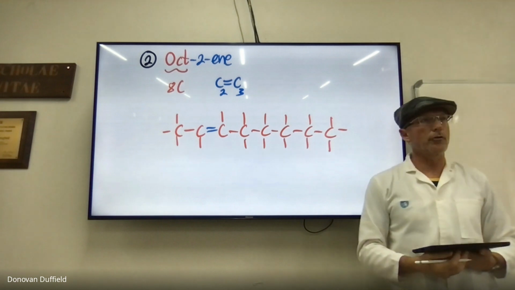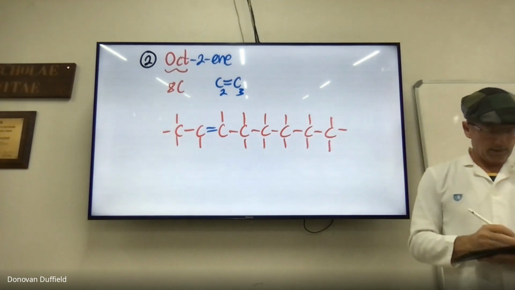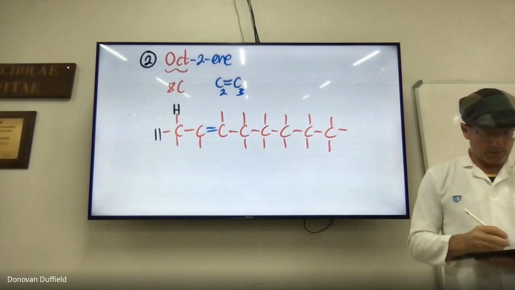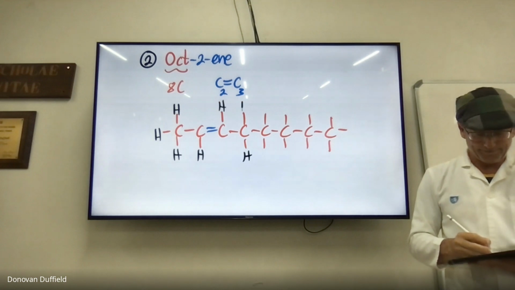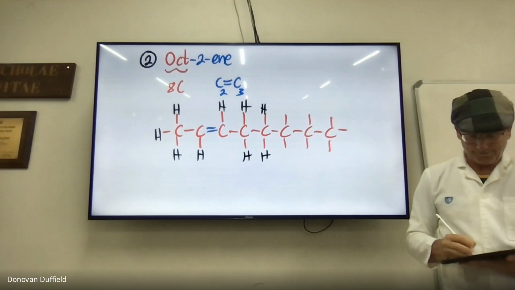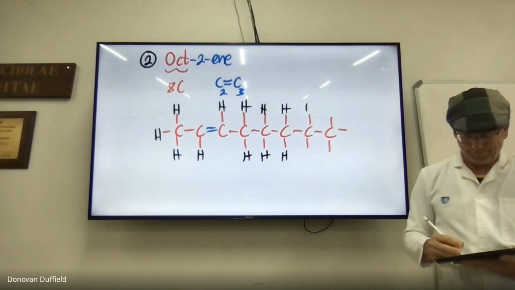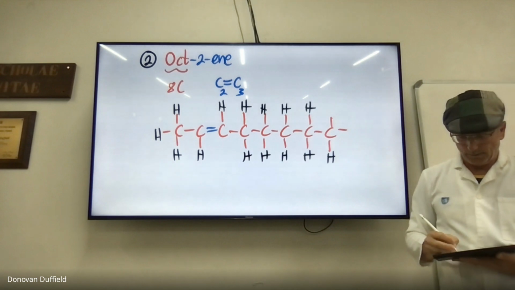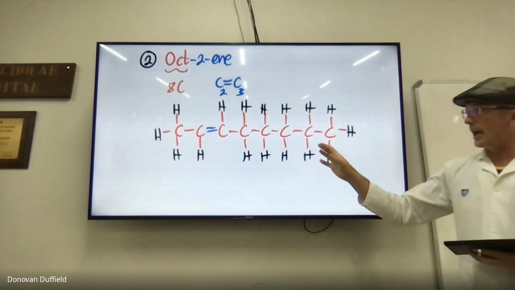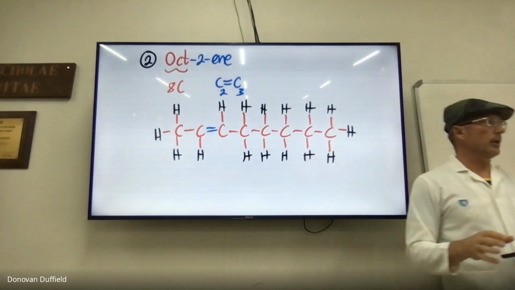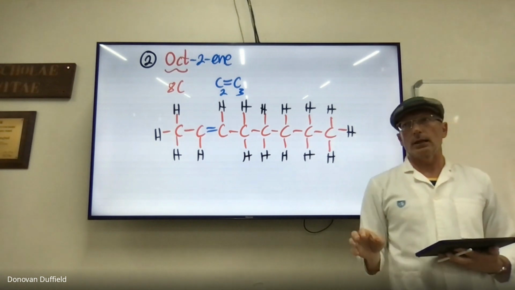Okay, and now we fill up with hydrogens. Okay, so that would be the structural formula for oct-2-ene.